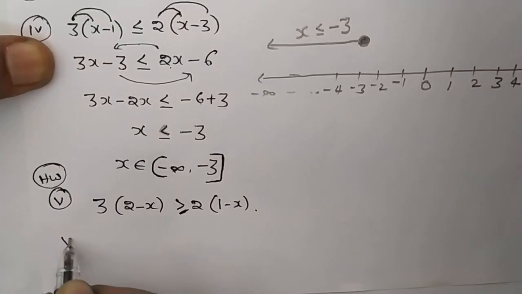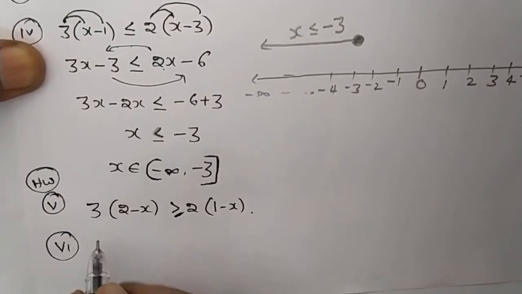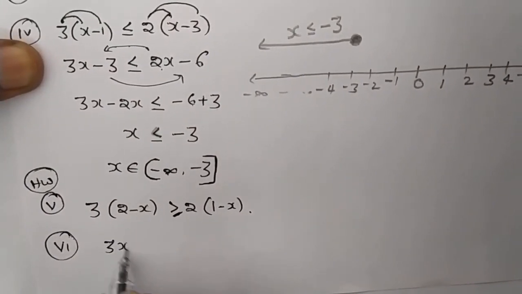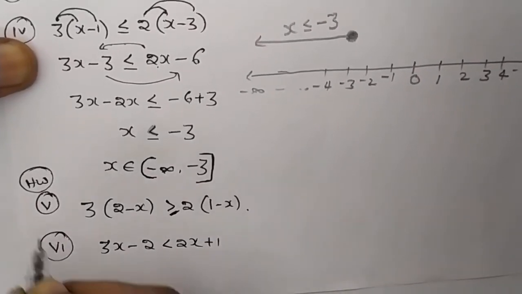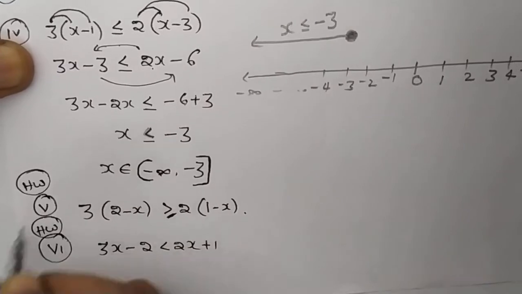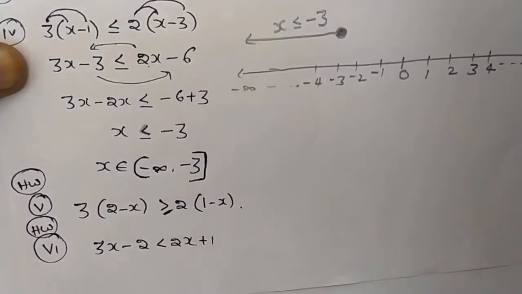One more question is also homework for you. It is also very simple. 3x minus 2 is less than 2x plus 1. So these are the two questions of homework for you.